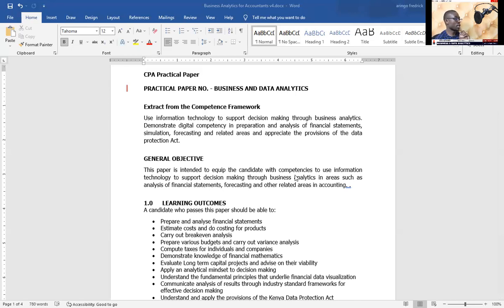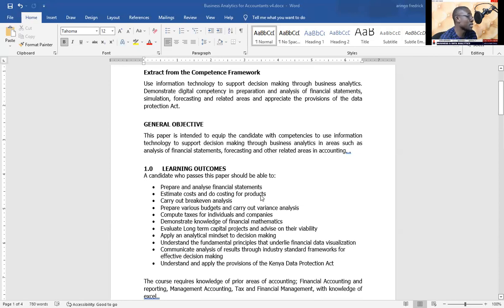So at this point, you'll find that among the general objectives of this paper, which will be very key and will really assist you as an accounting student, first thing first, you'll be required to understand how to prepare and analyze financial statements. And remember, whenever you're talking of analyzing financial statements, it's not the theory that you know. In this case, you're going to go deeper into that, right?